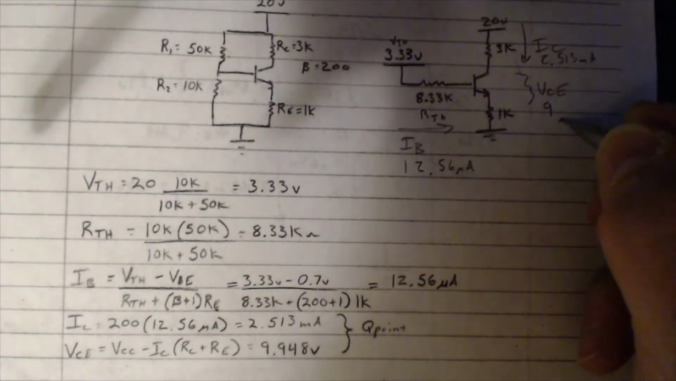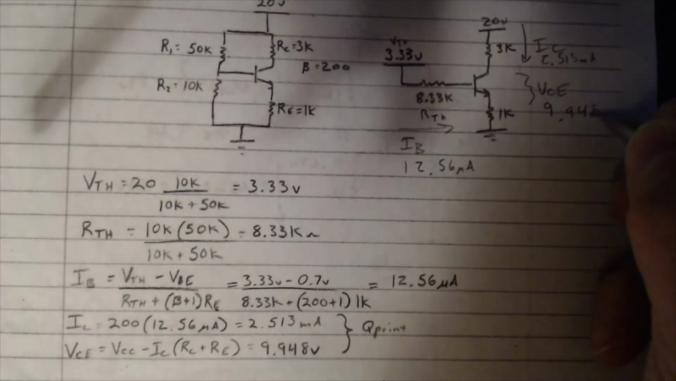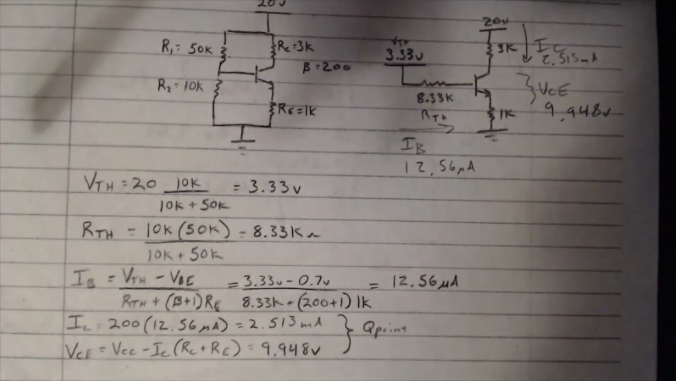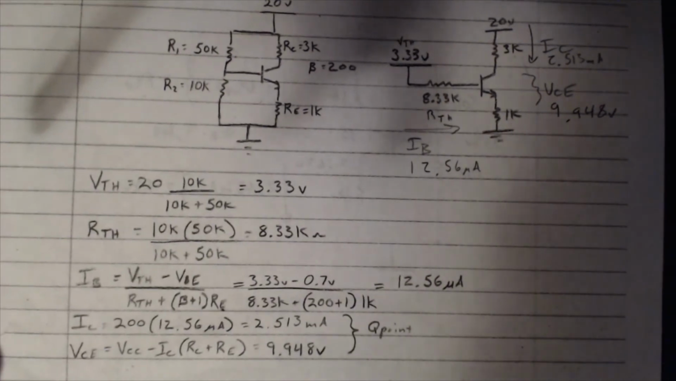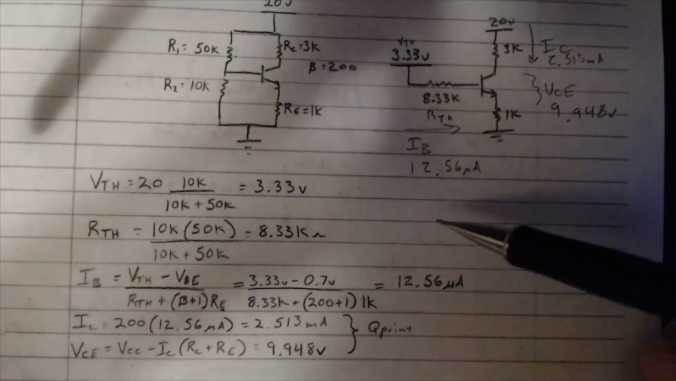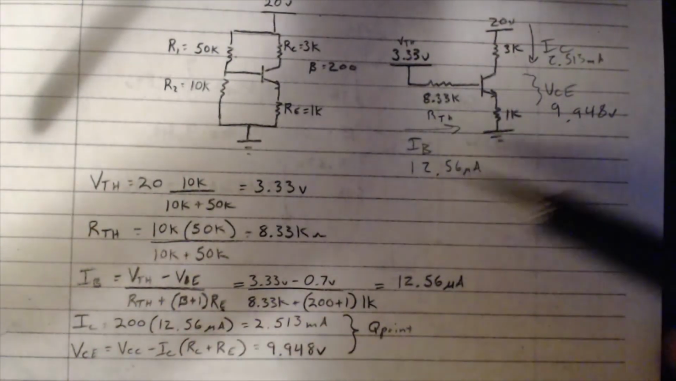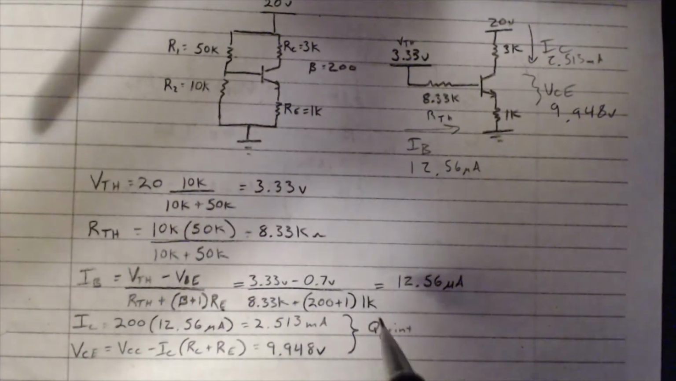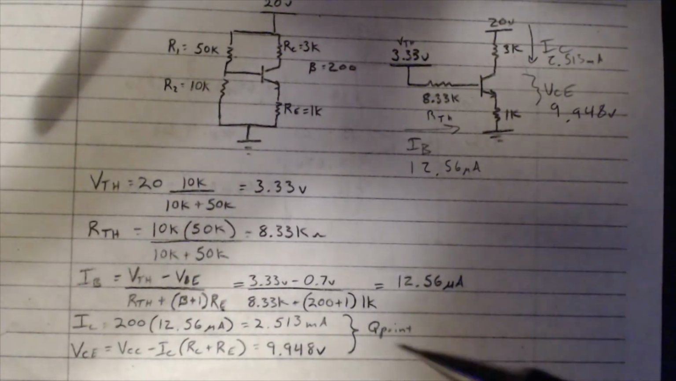So we got 9.948 volts. Okay, so that's our Q point. Now, if you notice, when I solved this, I made the assumption that this was in the linear mode.